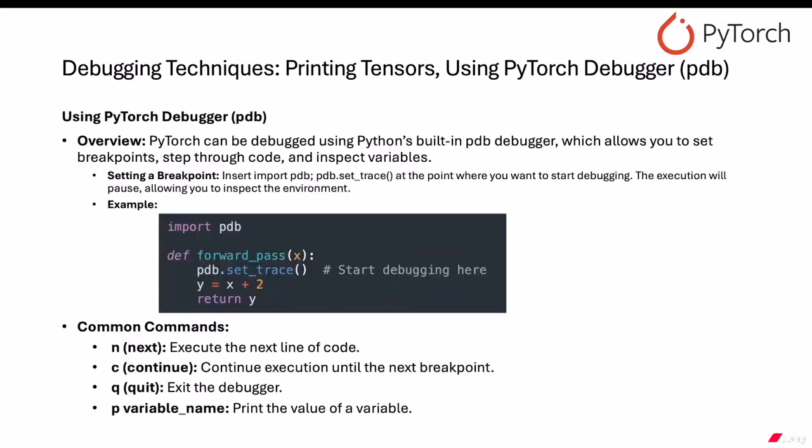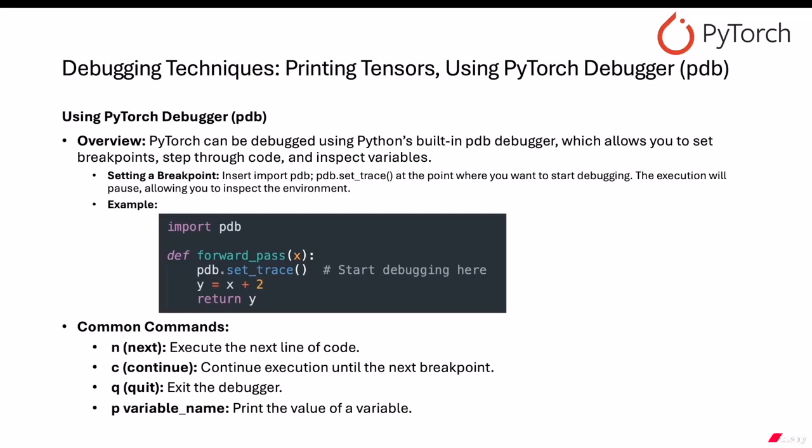Using PyTorch debugger, which is PDB. PyTorch can be debugged using Python's built-in PDB debugger, which allows you to set breakpoints, step through code, and inspect variables. Setting a breakpoint. Import pdb, and call pdb.set_trace at the point where you want to start debugging. The execution will pause, allowing you to inspect the environment. Here, you see import pdb, and I have a function forward pass which has the variable x, and pdb.set_trace over there where debugging begins, and y equal to x plus 2, return y. It will tell you what happened.